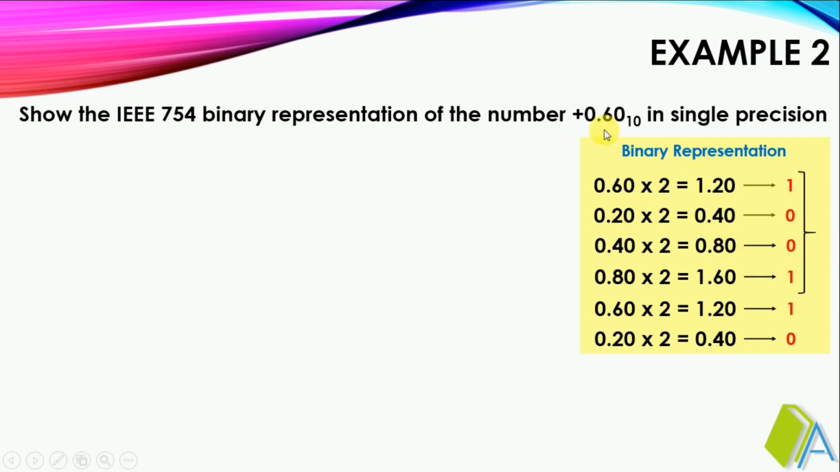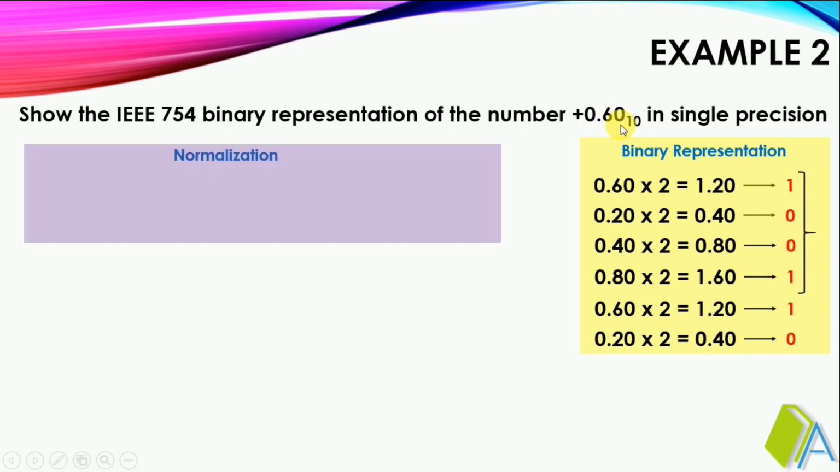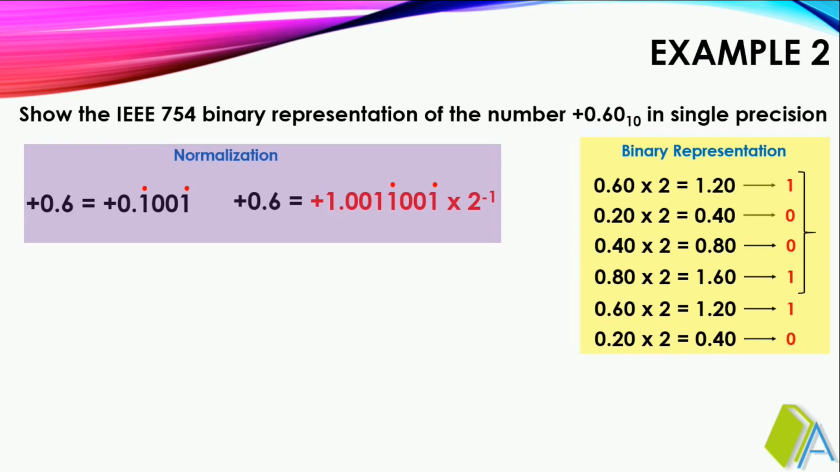So we can represent plus 0.60 in binary like this. Here the bits between the red dots are repeated after the decimal point. So we have to normalize it. After normalizing, we are obtaining the answer like this, plus 1.001. After that, 1001 is getting repeated.